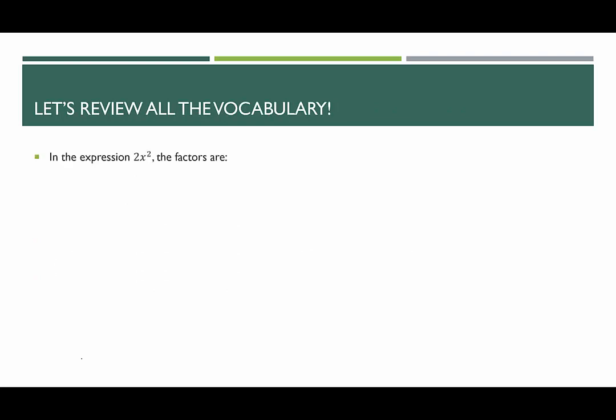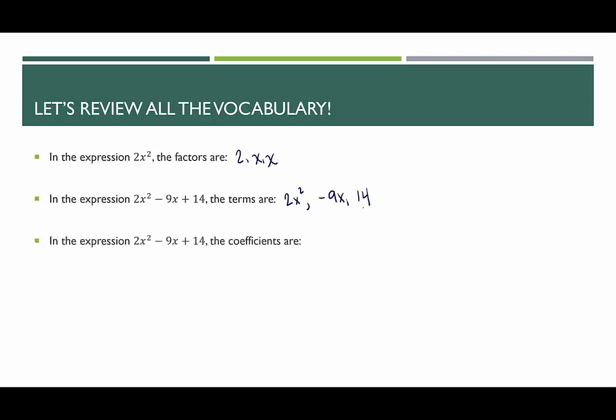Okay, starting with, in the expression 2x squared, the factors are, so how many factors are there? That's right, there are 3 factors. We have a 2, an x, and an x. In the expression 2x squared minus 9x plus 14, the terms, this one has 3 terms, and the first term is 2x squared. The next term is minus 9x, and the last term is 14.